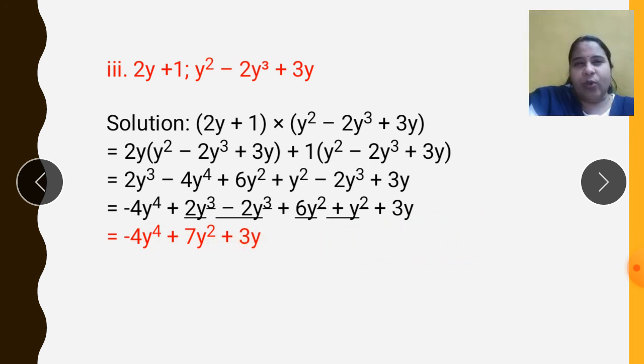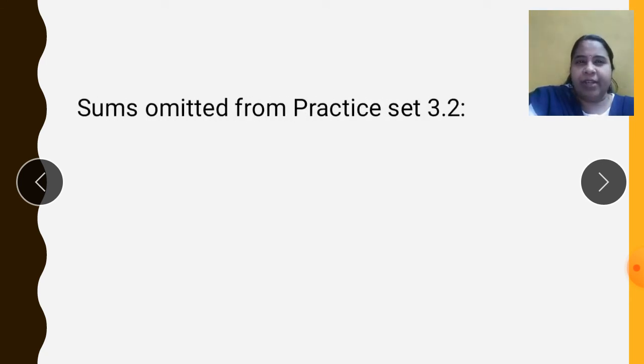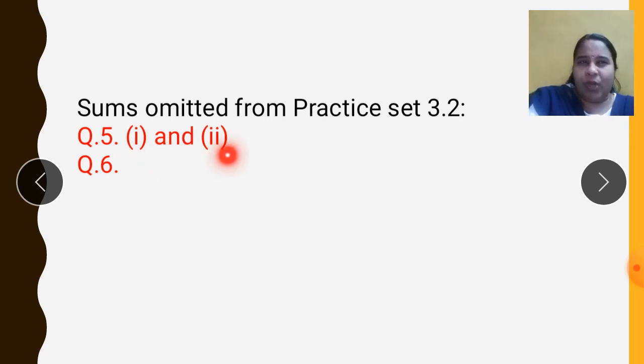Okay. So I hope you have understood all the sums what we have done today. Yes. Now we come to the omitted part of this practice set. From practice set 3.2, question number 5, 1 and 2 are omitted. Question number 6 is omitted. Okay. So with this, I think we come to the end of practice set 3.2. I hope you have understood everything. I have done all the 4 sums of the practice set 3.2. Question number 5, 1 and 2 is omitted. Even question number 6 is omitted.